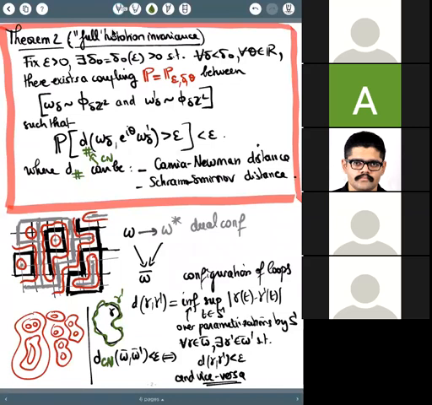Okay, very good. Are there questions on this Camia-Newman distance? Or can you believe that this is kind of a natural distance to control what happens?